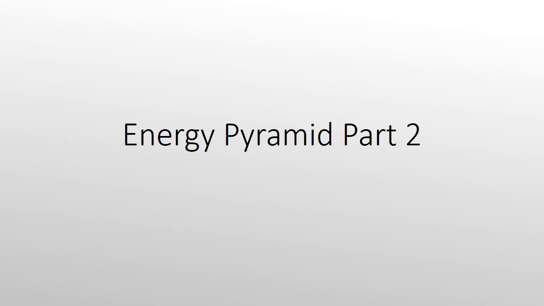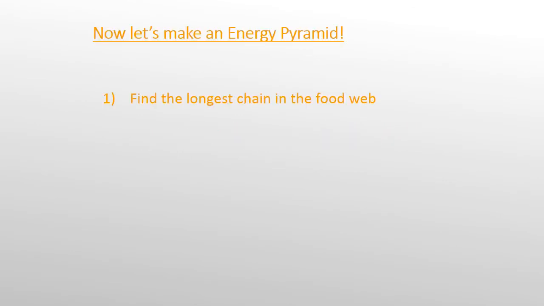Okay, so this is the continuation part to the food web building part. Now we're going to make an energy pyramid. What you have to do is find the longest chain in the food web that you have. You're going to mark this in red. You use pencil to create the web, and you're going to find the one with the most connections.